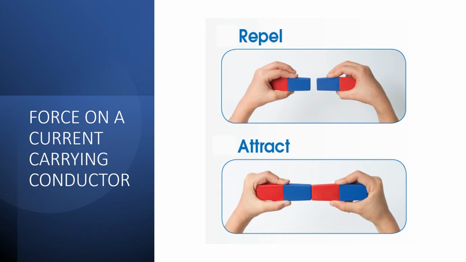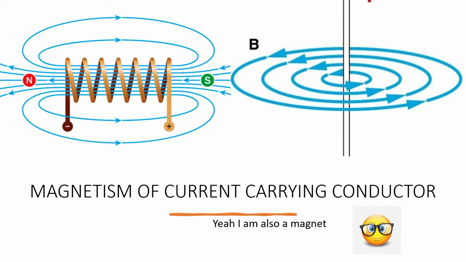field. Now, from the beginning of this chapter, we have learned that a current-carrying conductor also has a magnetic field around it. Whether you talk about the case of a straight conductor, circular conductor, or a solenoid, they all have the magnetic field present around them. So what does it mean? Can we say that they also act like a magnet?